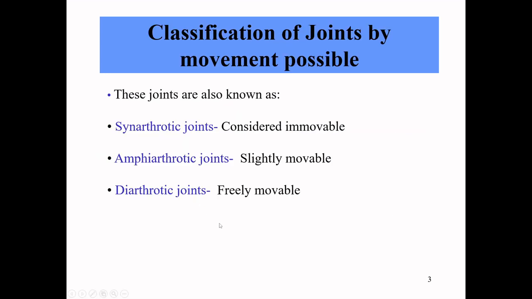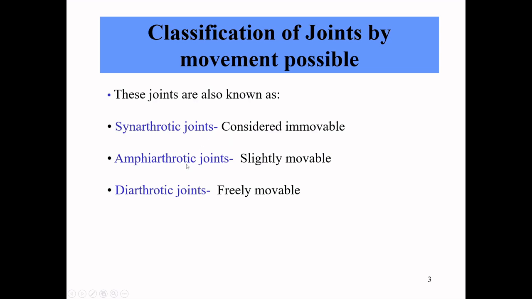Now, there's 2 different ways that we can classify joints. The first way is by how much movement the joint actually possesses. So we have three types: synarthrotic joints, amphiarthrotic joints, and diarthrotic joints. Synarthrotic joints are considered immovable. You may be able to get the tiniest amount of movement in there, but for the most part, these joints don't really move. We see this in structures like your skull. We have those sutures that connect the frontal bone to the parietal bones, and those suture lines run in between them. Those are types of synarthrotic joints.